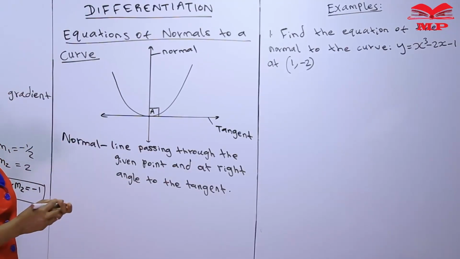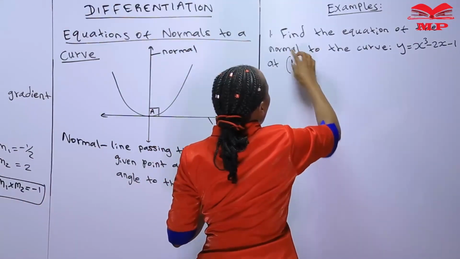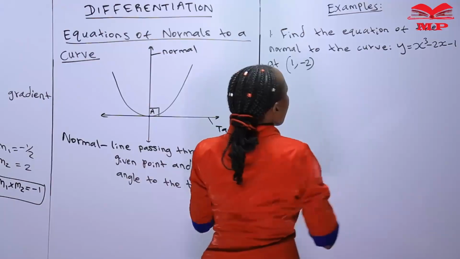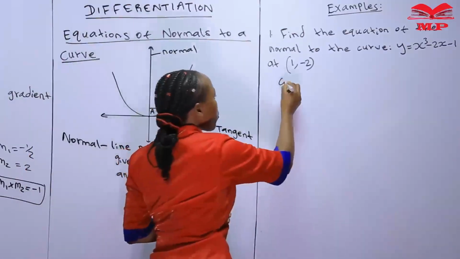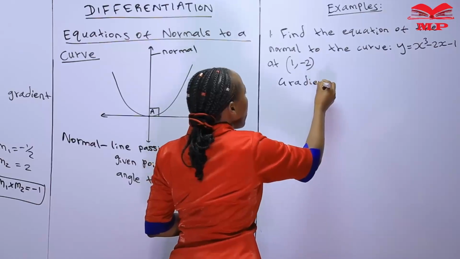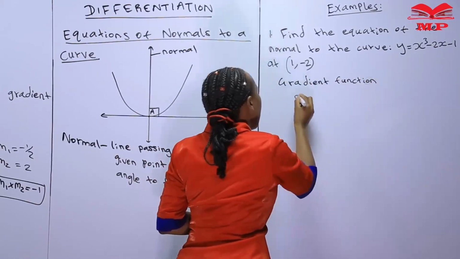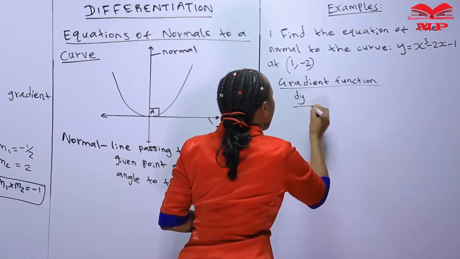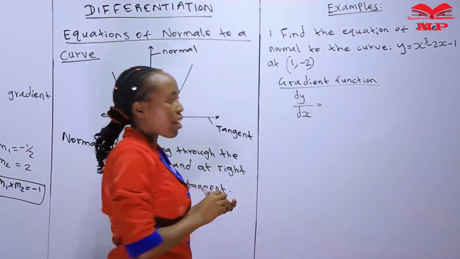Because we want to get the equation of the normal, and we have the curve, the first thing we need to get is the gradient. So first we start with the gradient function, that is dy/dx. So we need to differentiate.